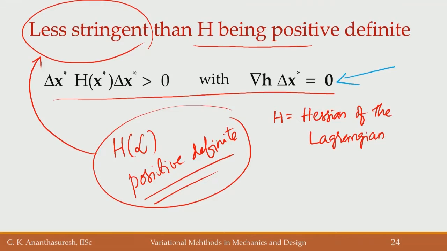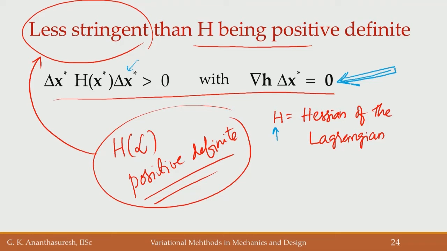Hello again. We were talking about sufficient conditions for constrained minima, and after a long derivation we arrived at this condition: we would like the Hessian of the Lagrangian to be greater than 0. Note that H here is not the Hessian of the objective function, it is the Hessian of the Lagrangian. This should be greater than 0 for the perturbations delta x star that satisfy this relationship. For such a delta x star, if it is greater than 0, we say that is the condition.